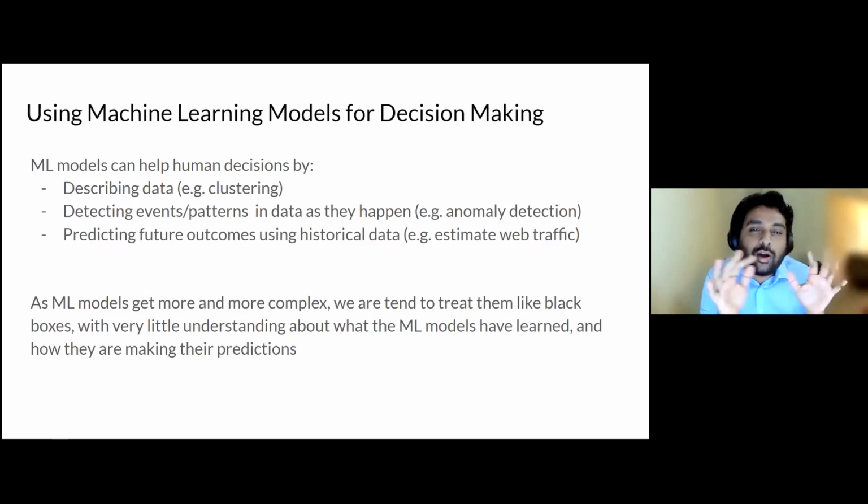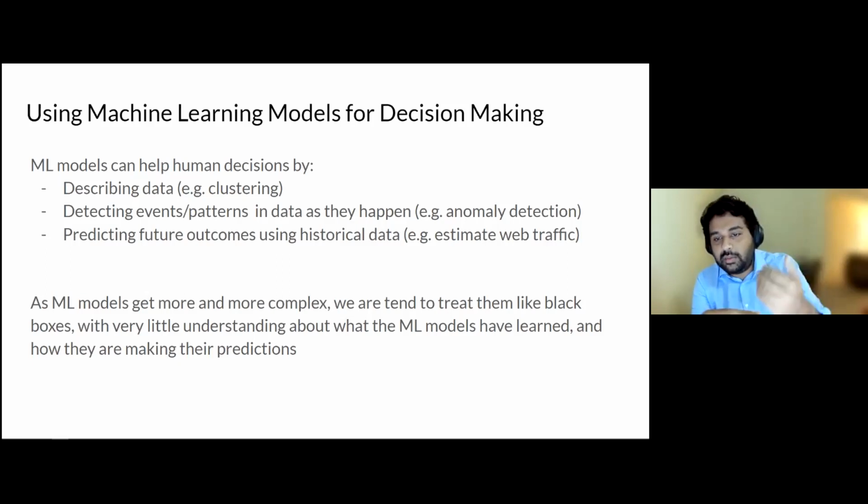So we do broadly three things, right? We describe data. So that's why we use clustering techniques and stuff. We detect events and patterns as they happen. Image recognition, anomaly detection, all of that falls into that category. And we predict or forecast future outcomes using historical data. We estimate how many people are going to visit our website, or how many people are going to purchase this particular product on this particular sale. If we give this discount, this is how things are going to change. Stuff like that, like predicting future outcomes.